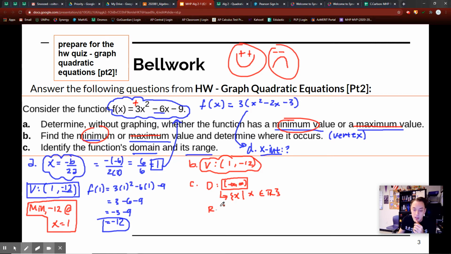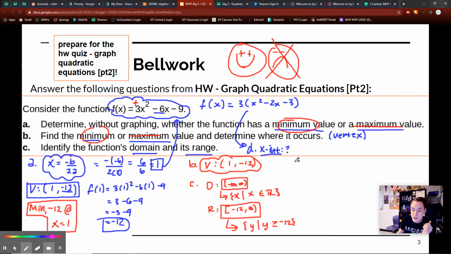My range. So that's going to be negative 12. I'm going to start there because it's a min, so it has to start at my vertex because it goes up. So I'm not looking at this one. It goes up. So that right there is my negative 12. And then it goes all the way up to positive infinity. This is my range. If I wanted to put it in set notation, it would be the set of all y, not x, but all y, such that y is greater than or equal to negative 12. Okay, that's my C.